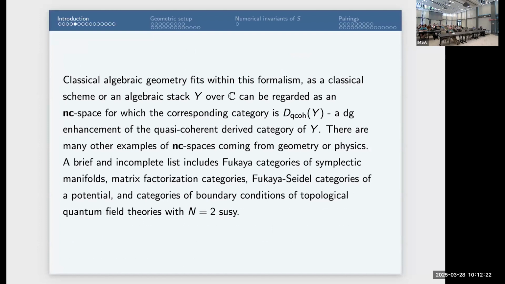Classical algebraic geometry fits within this formalism, of course, because a classical scheme or an algebraic stack Y can be regarded as a non-commutative space for which the corresponding category is really a DG enhancement of the derived category of coherent sheaves on Y. There are many other examples of NC spaces coming from geometry and physics. That includes things like Fukaya categories of symplectic manifolds, matrix factorization categories, Landau-Ginzburg categories for potentials, and categories of boundary conditions, and just symmetry.